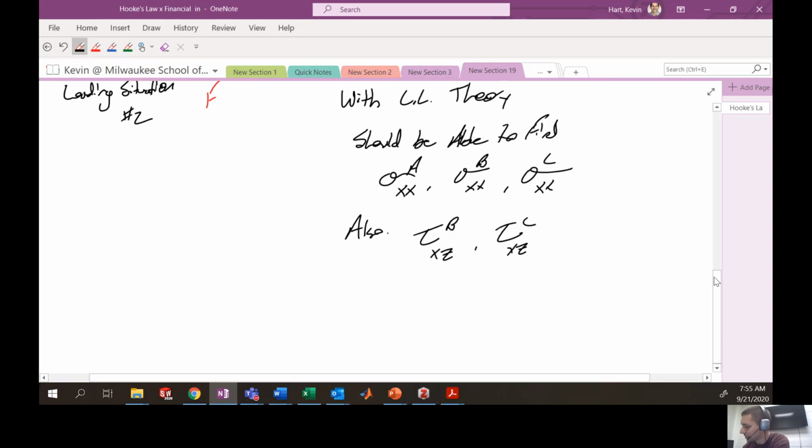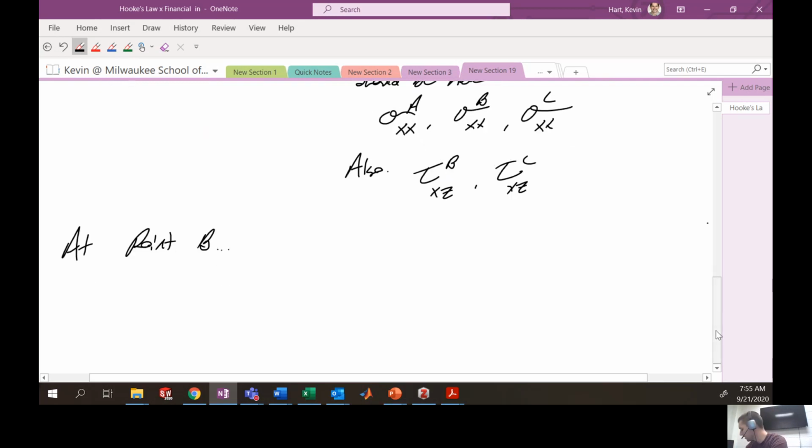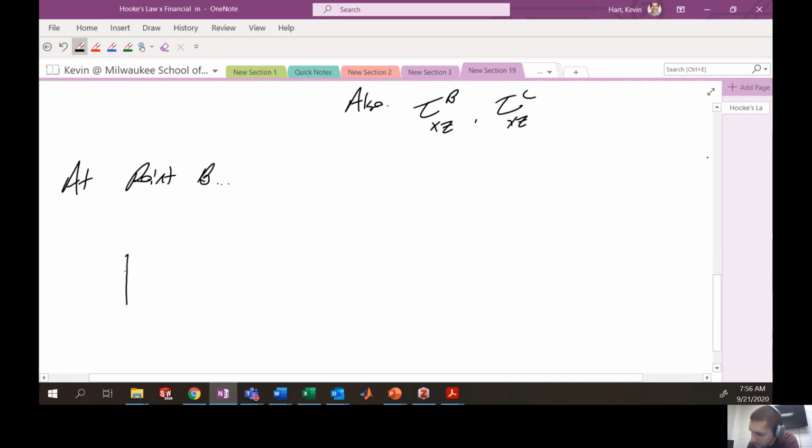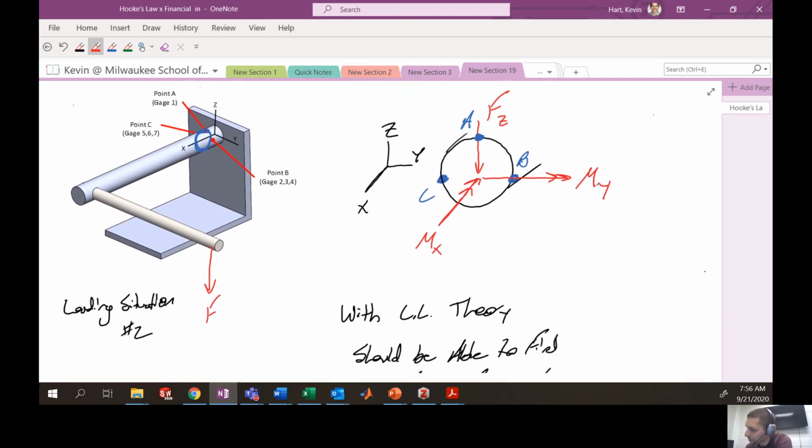Let's, for instance, look at one of these points in detail, and maybe let's look at point B. If we were to draw a shear element at point B, our 3-dimensional element, our cube that we talked about in class, what is this stress cube at point B like? You would have something that looks like this. All right. Here's your cube.